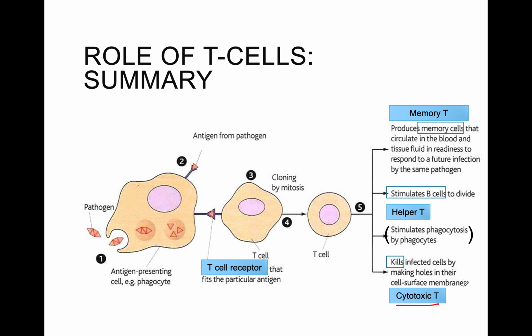And the granzyme, which is able to bring about programmed cell death. The memory T-cells, which circulate in the blood and the tissue fluid, ready for a future infection. And the helper T-cells, which stimulate the B cells to divide.